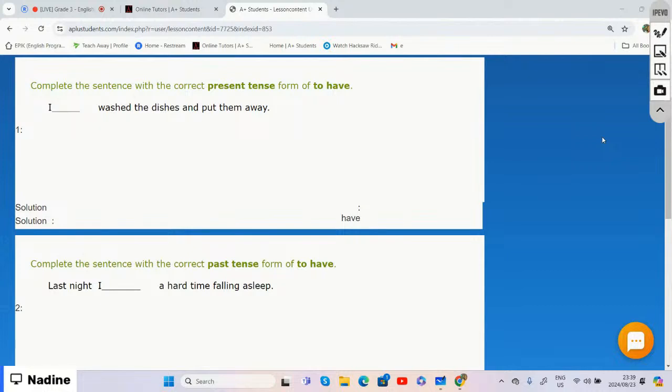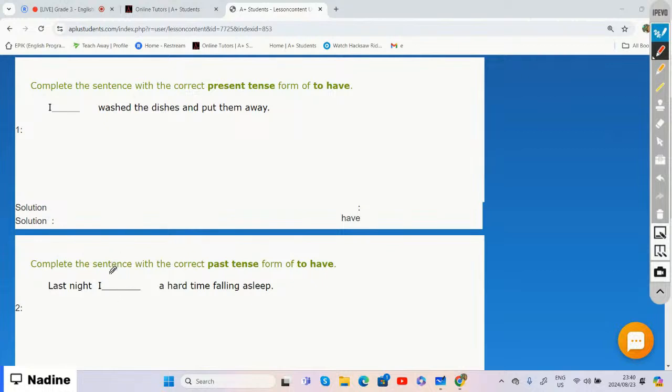And if we were to choose the correct form, then we can say I had. Because remember, we said that the past tense form for all pronouns is had. So we use had for all of the pronouns. So well done. So had is correct.